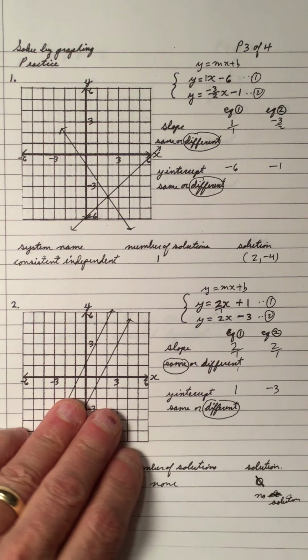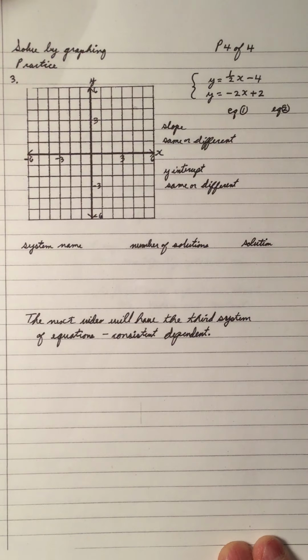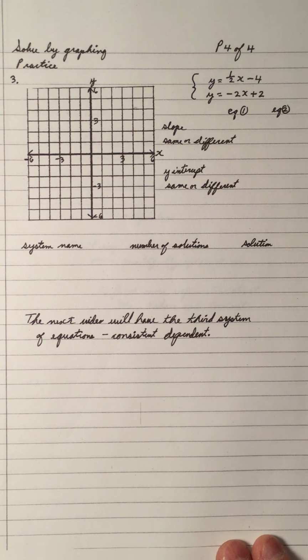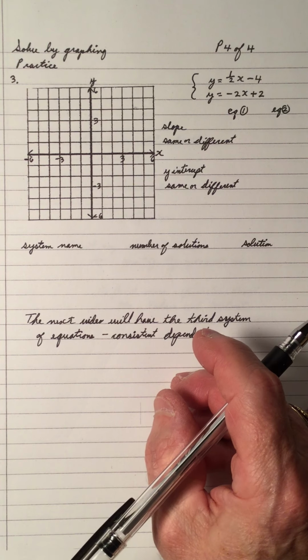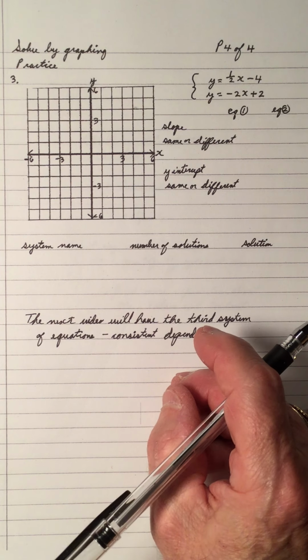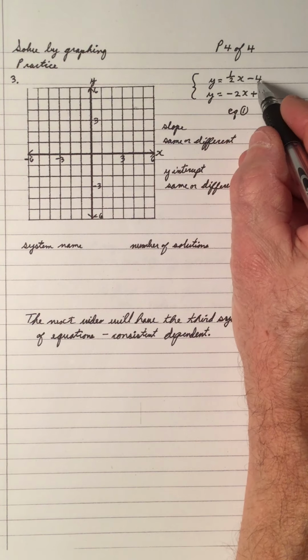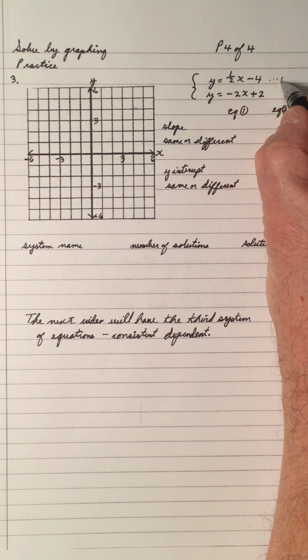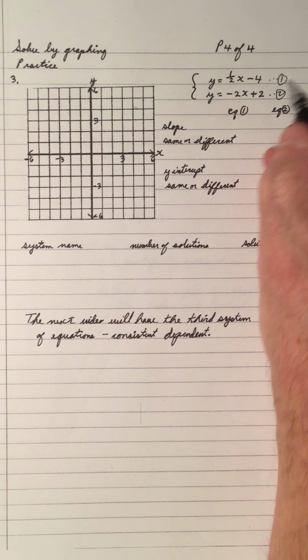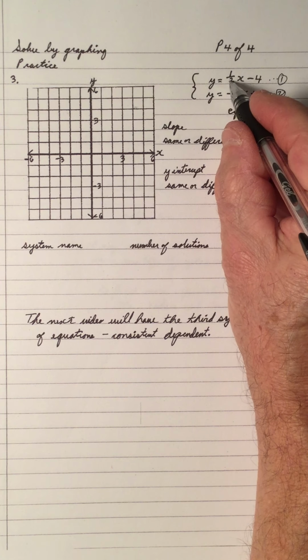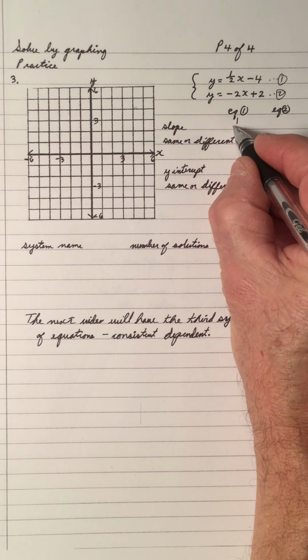And let's continue. So you're plotting the two lines, finding the point of intersection if there's any. And if there's none, then you've got parallel lines and you've got no solution. Solve by graphing. We have these two equations. So this is equation 1. This is equation 2. Equation 1, the slope is a half.